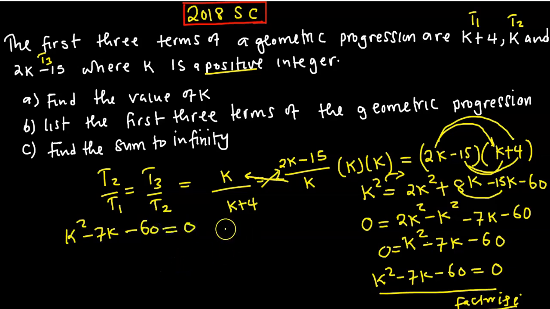So factorizing, you are going to find the product. The product, we multiply the coefficient of K square and 60, so the product is negative 60. Then what about the sum? The sum is negative 7. So now, what are the factors? The factors that we are going to find are the numbers that we can multiply to give us negative 60, but when we add them, they should give us negative 7. Okay, what are they?